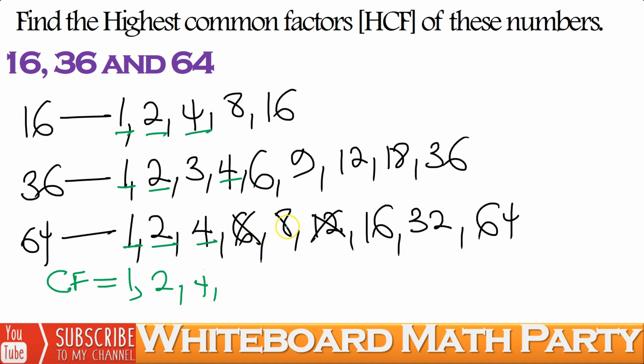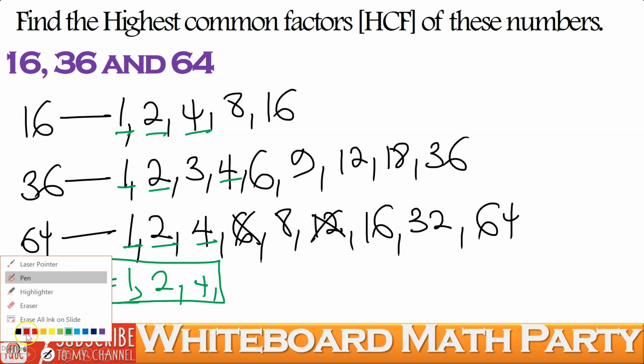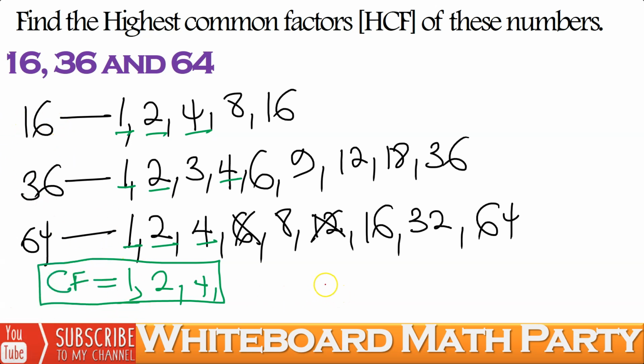What other number do we see here? The number 6 appears just in one, doesn't succeed. The number 8 is not going to appear also, so we're not working with the number 8. Does 16 appear in all of them? No. What about 9? No. What about 12? No. 16 only appeared in 64 and 16, not in 36. So we're going to leave this as 1, 2, and 4. So the highest common factor for the numbers 16, 36, and 64 will be the number 4, because this is the highest. So this is our final answer.